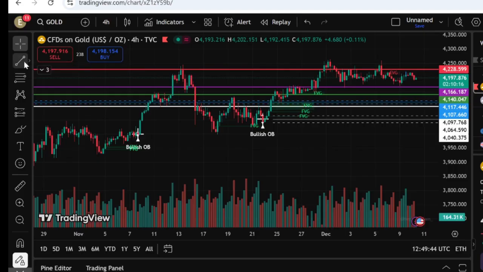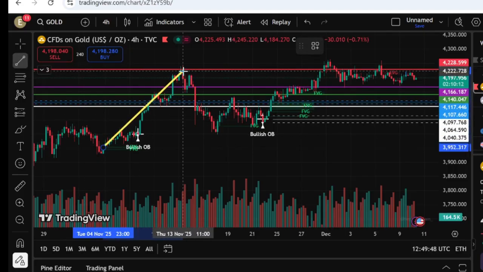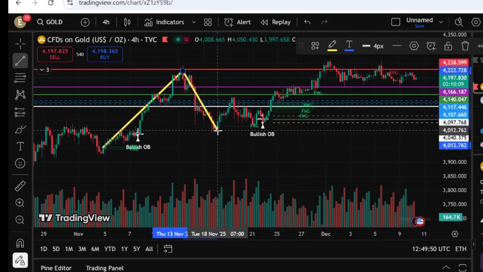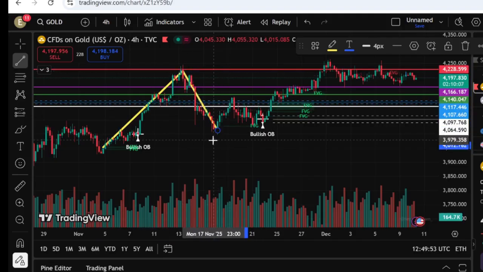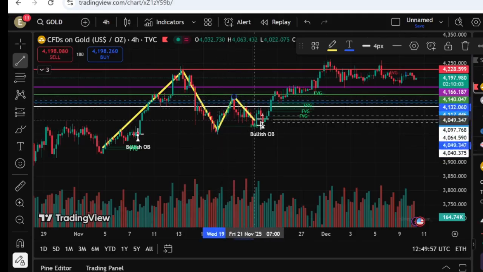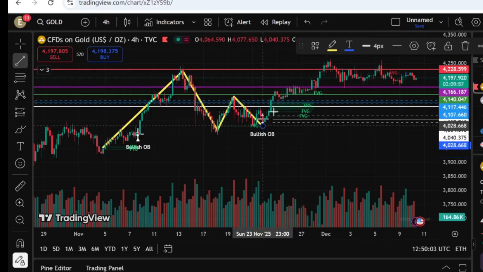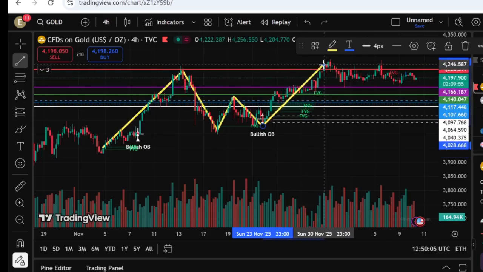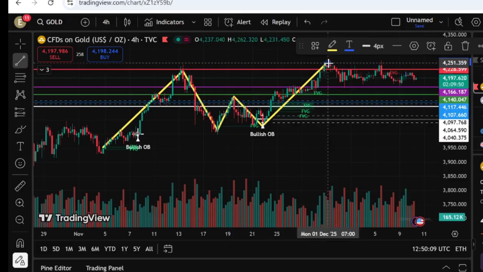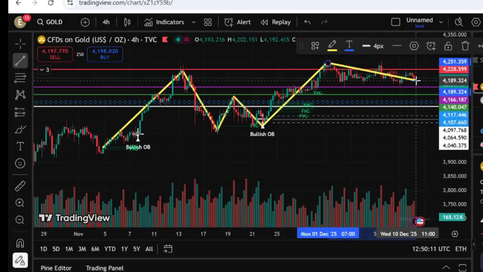So the market is actually doing something like this, like this, like this. This is what the market is doing. Please, what kind of structure is this? Tell me. I want to hear from you. What kind of structure is the market doing right now?